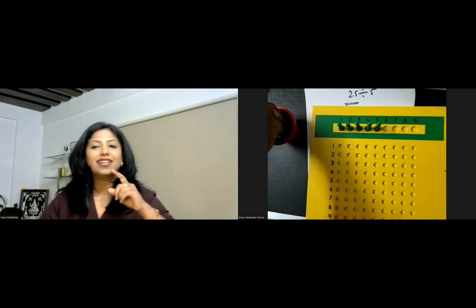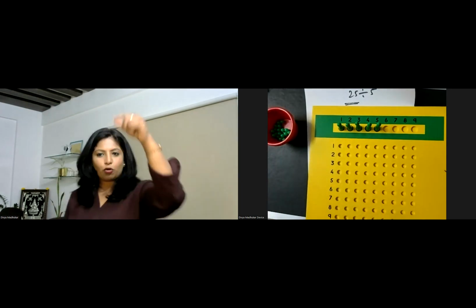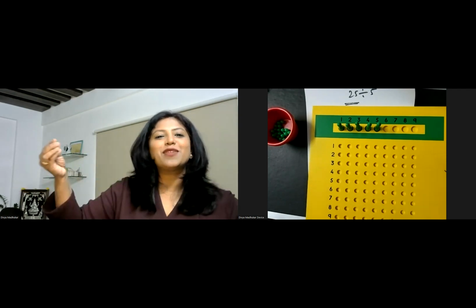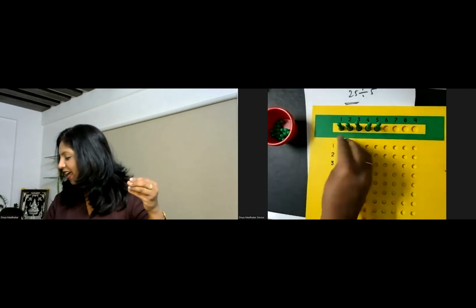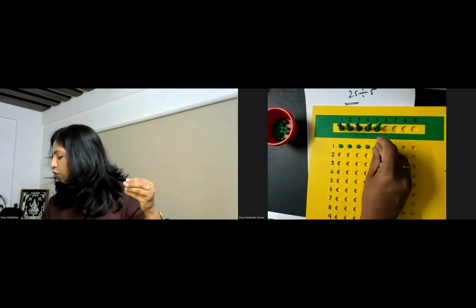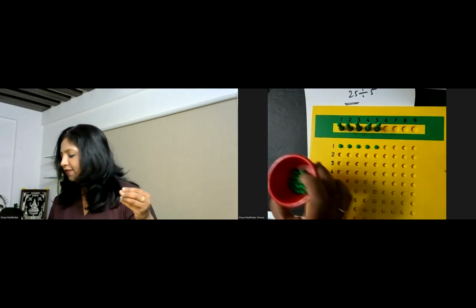Then now I start dividing by 5. So what should I do? Should I go horizontal or should I go vertical? Horizontal, distribution. I have to distribute it equally to everybody. Do I have some more to distribute? Yes, I have some more to distribute.